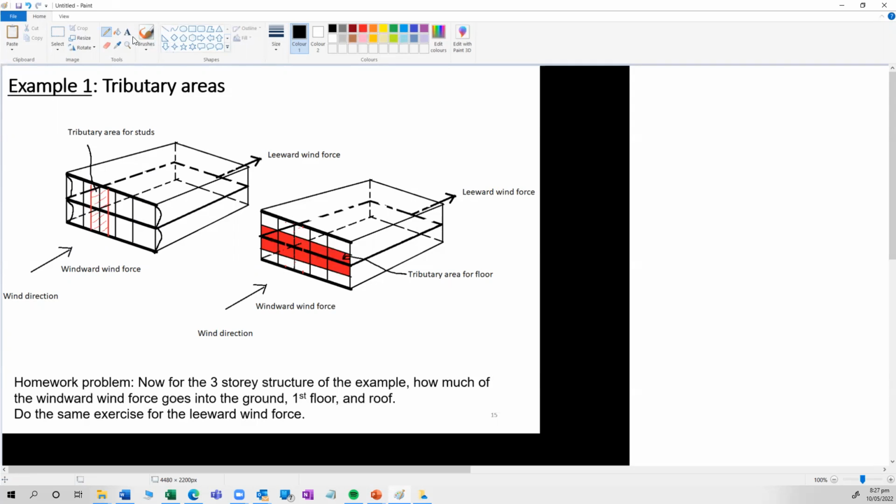Say you've got a stud here, right? This stud will deflect like this as well. Okay, that's the way it will deflect. And what's the loading on the stud? Well, it's this red tributary area. So for this particular stud, it's this red shaded area here on the second floor wall. Does that make sense?